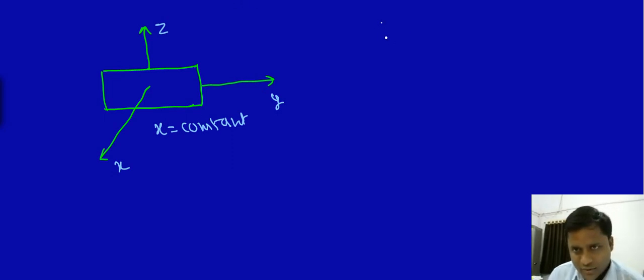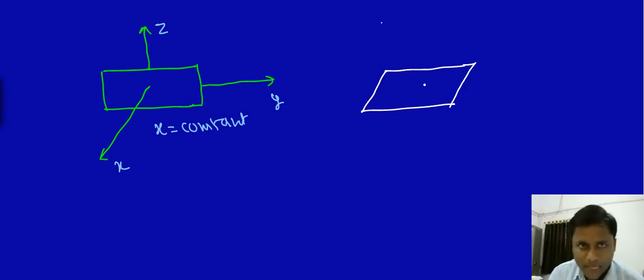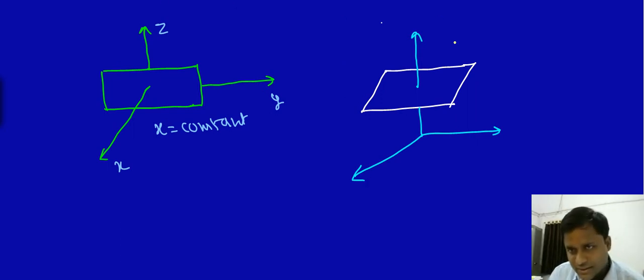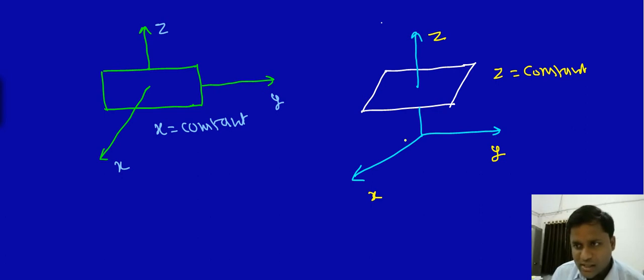Similarly, if I take an example like this, let me draw it. If I take a point, it is moving like this. This is z, this is y, this is x. This is the plane which is perpendicular to the z axis, so we can say this plane is called z equals constant, because z is constant everywhere, and it is parallel to the xy plane.